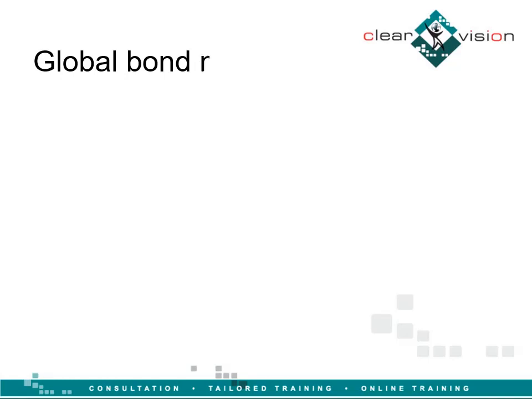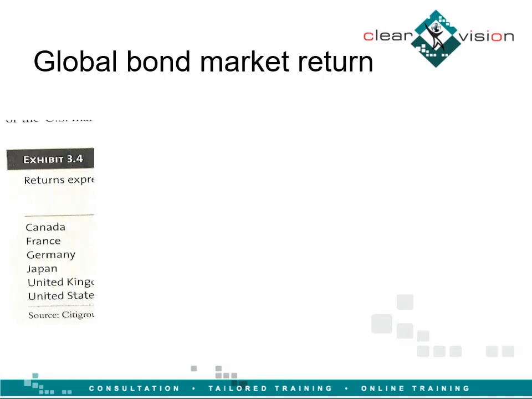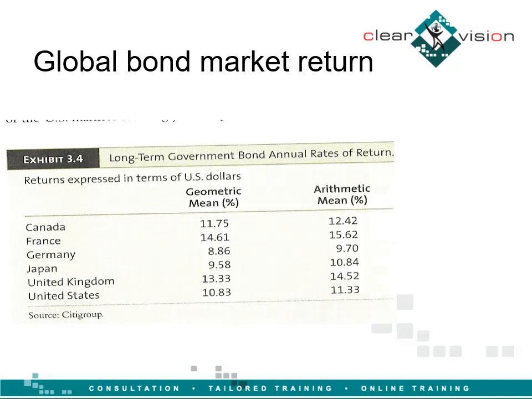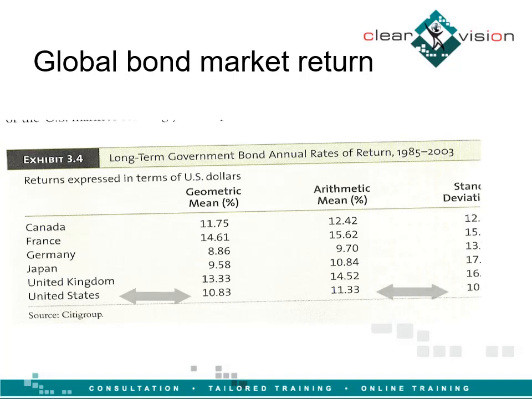This table shows different countries' bond returns over 18 years. Notice the variation among bond returns in different countries, as well as the standard deviation differences in each country.